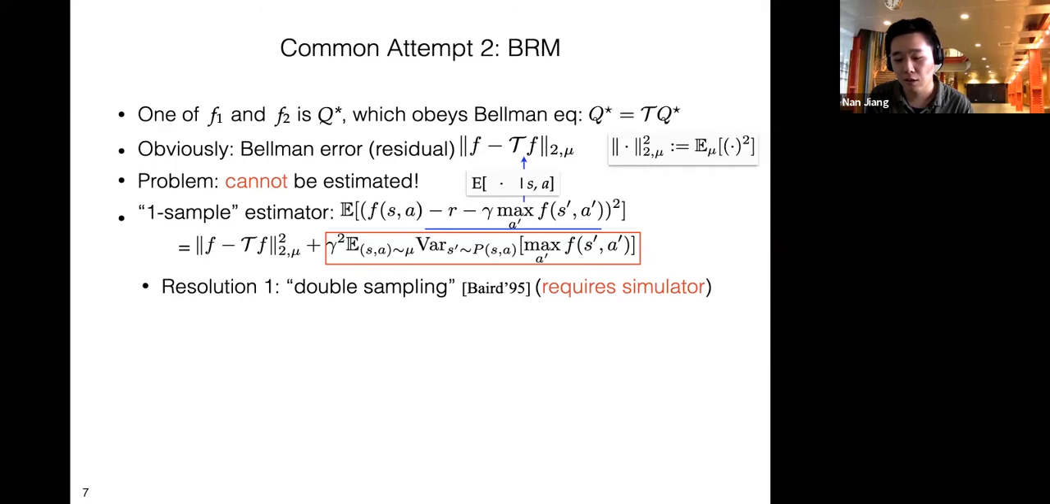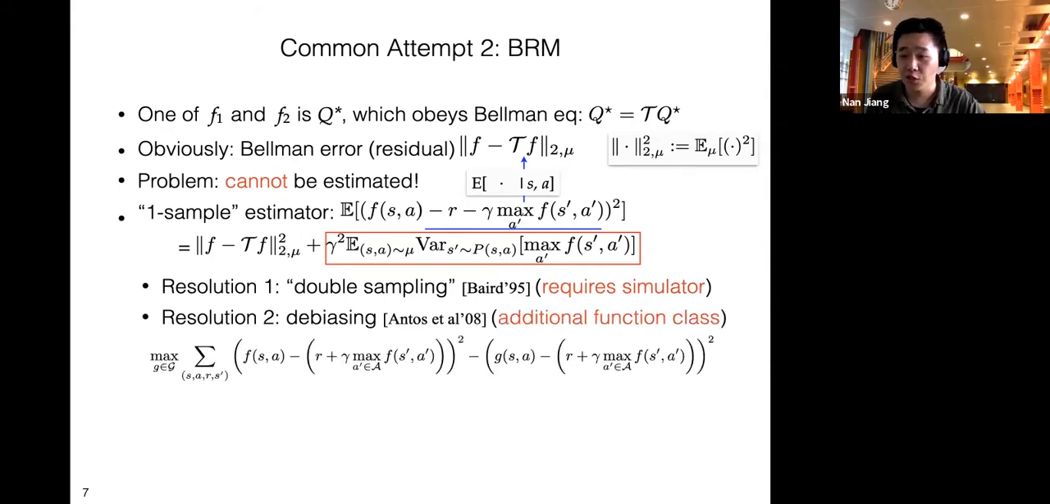One of the oldest solutions is called double sampling, proposed by Baird. But the idea is that you need to generate two IID random next states from each state action pair, which requires access to a simulator, which we don't have in the batch learning setting. There are also debiasing approaches, for example, famously proposed by this paper by Antos and others. It requires additional function approximation and is relatively complicated.